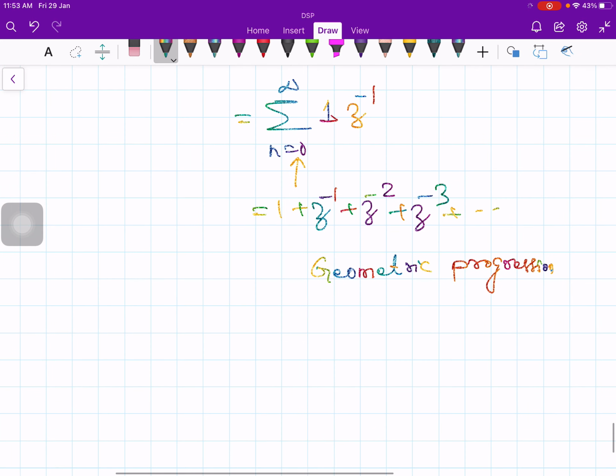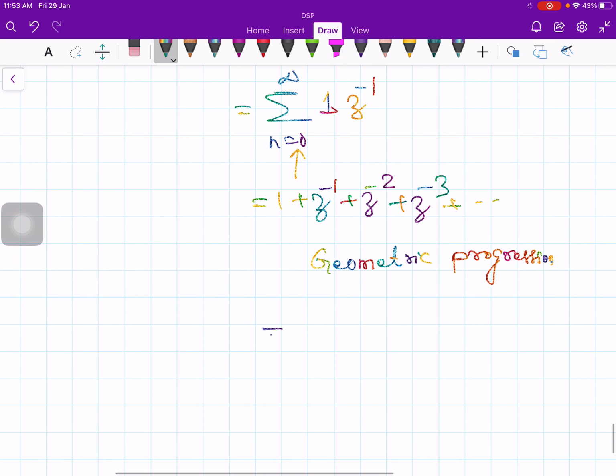Geometric progression, and the sum is 1 divided by 1 minus z to the minus 1, provided that the modulus of z to the minus 1 must be less than 1. This z to the minus 1 is restricted to be less than 1, otherwise you cannot sum it up.